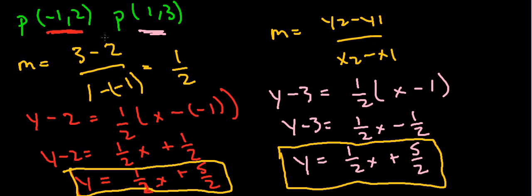So it doesn't matter which one of these points we use. They'll both give us the same thing, and it should make sense because it's saying that they're both on the same line. If you get a different line, then you've done something wrong.